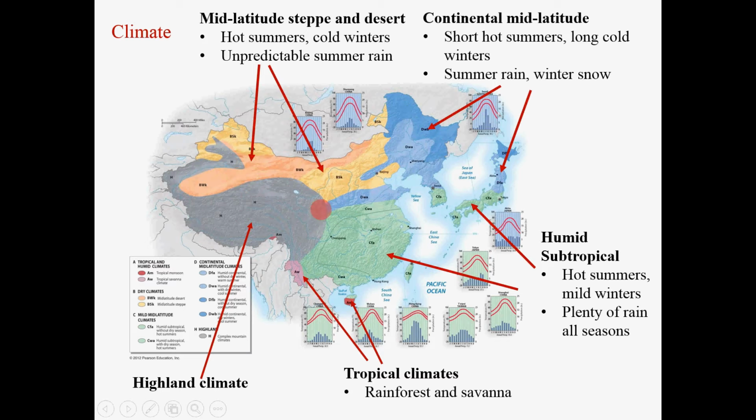Here in the Tibetan Plateau, what you have is highland climate. The temperature and the precipitation vary with elevation. In East Asia, there are a few places which have tropical climate. In this place and this place, they have tropical rainforest. The rain is pretty plentiful throughout the year. But this place has tropical savanna climate, so you have alternating dry and wet seasons.